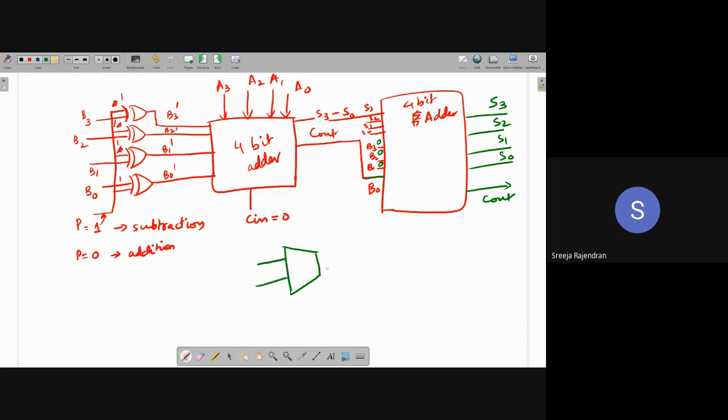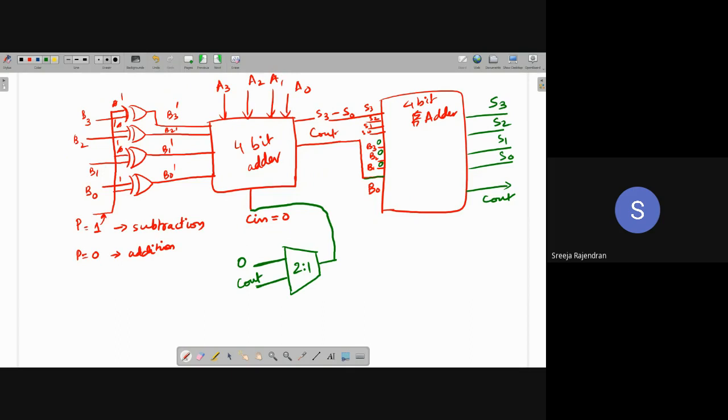I can give two inputs, I get one output. So I fix one input to 0 and the other input to C out. Because if the C out is 1, I need to add, right? So I am having a 2 to 1 multiplexer. One of the inputs is fixed to 0, and the other input is the C out. This is going to be fed to my C in.